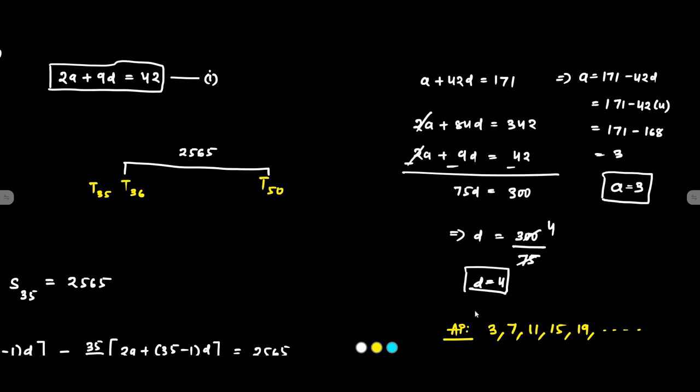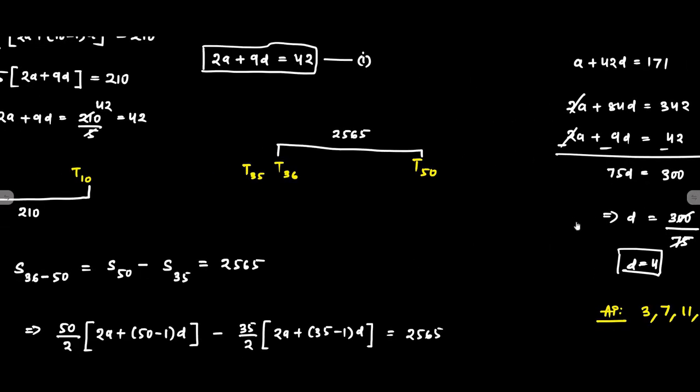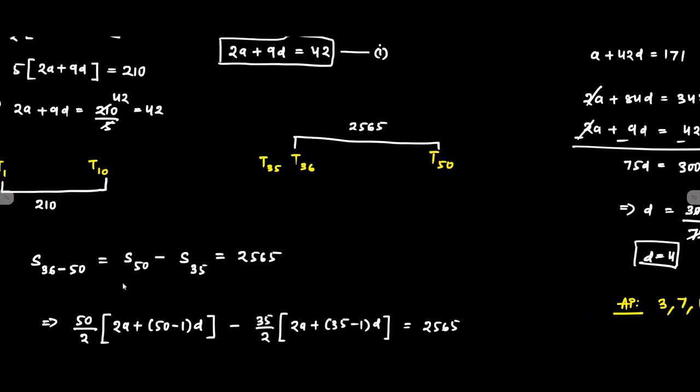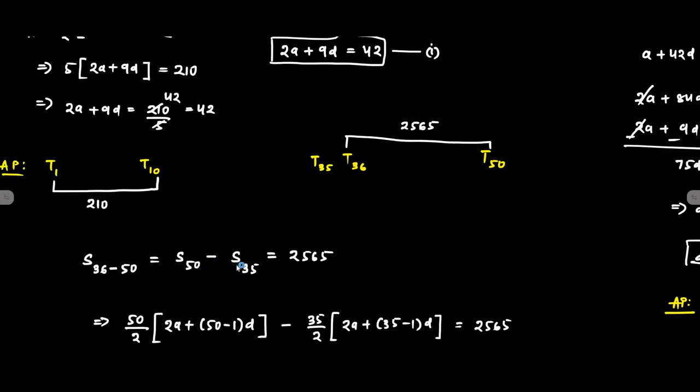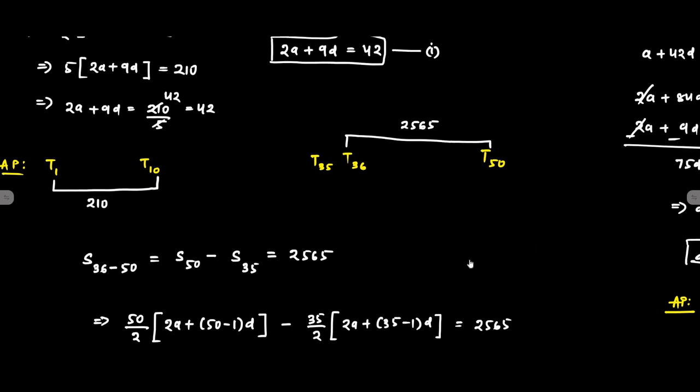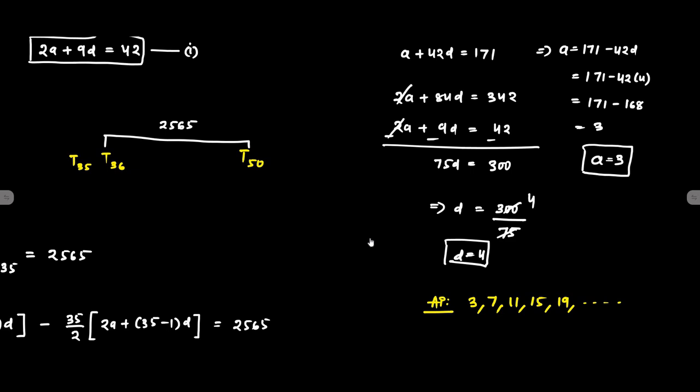Okay, so it was a bit lengthy, but the trick here is determining this equation, that the sum of the last 15 terms is equal to the sum of the total 50 terms from the first, minus the sum of the first 35 terms. Then we wrote it in terms of a and d. We got two equations, one from the sum of the first 10 terms, and this one from this. So we use the two equations to cancel out the common variable, the variable cancellation method. We cancelled out a, we got the common difference, and we used that to get the first term.